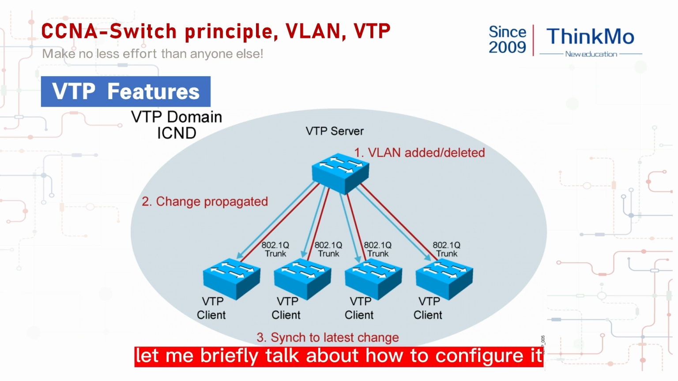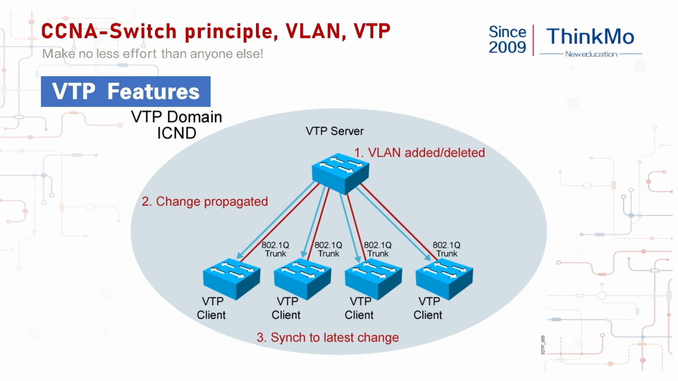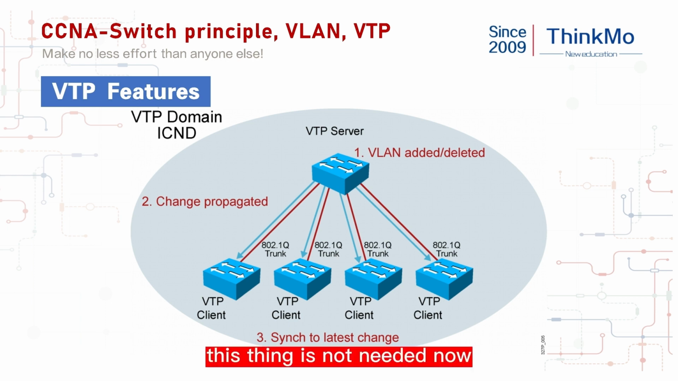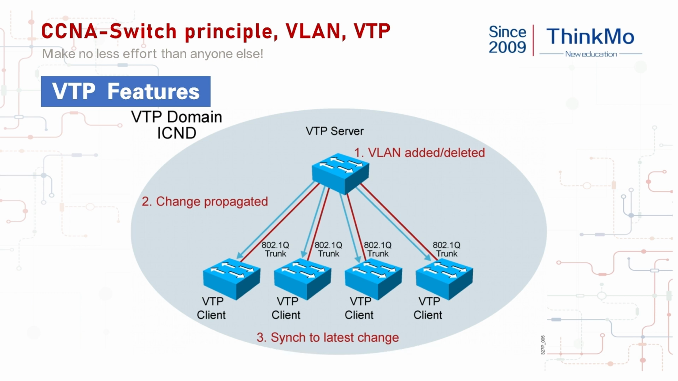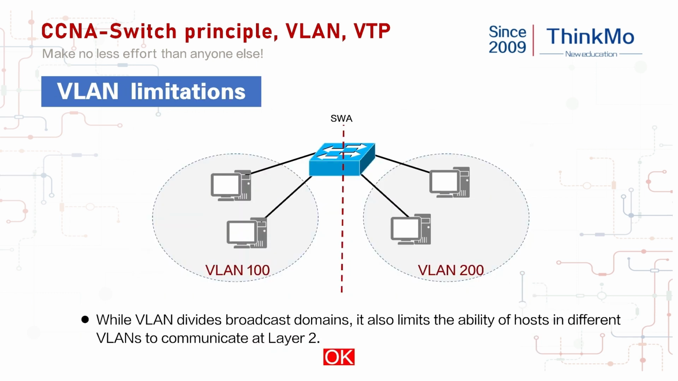Let me briefly talk about how to configure it. It's enough for everyone to understand. First we enable VTP. I change the VTP mode: one changed to server, the other changed to client. They assign a password to each other and name each other. It creates the VLAN here, and it can be seen here. This thing is not needed now. The client cannot create VLANs by itself. Only the server can create them. Okay.